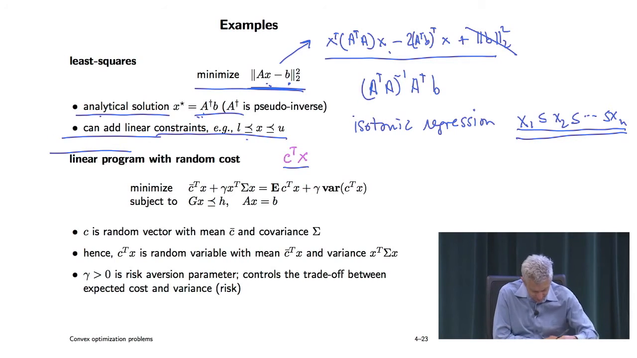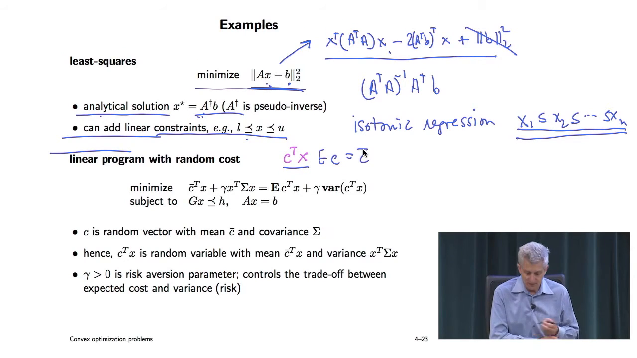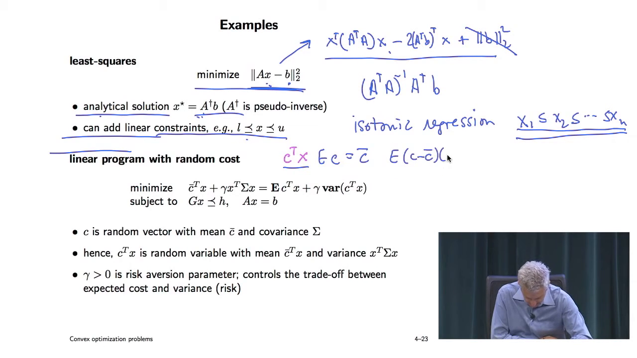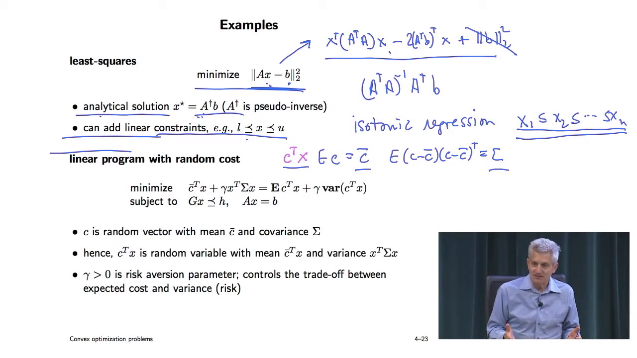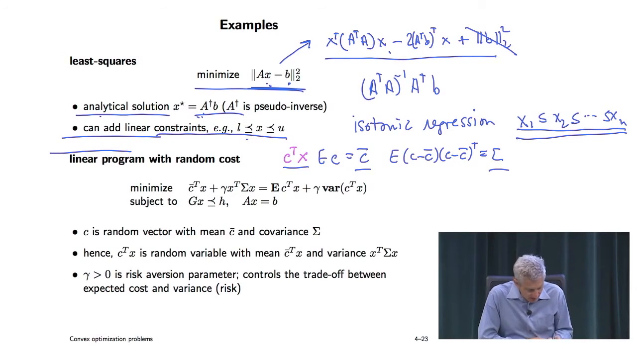And we'll imagine that C has mean value, C bar, right? So that's the mean price. And then it has variance, so expected (C minus C bar)(C minus C bar) transpose is sigma, is covariance sigma, right? So C bar and sigma describe some of the statistics of the cost, right? Okay. Now, what we'll do is we'll minimize here C bar transpose x, that's the mean expected cost, plus gamma times the variance. That's what this does, okay?